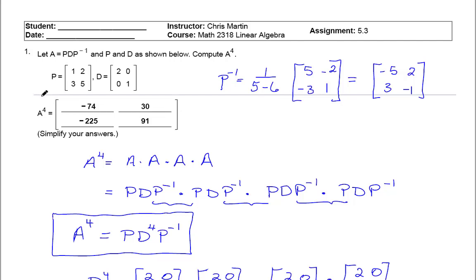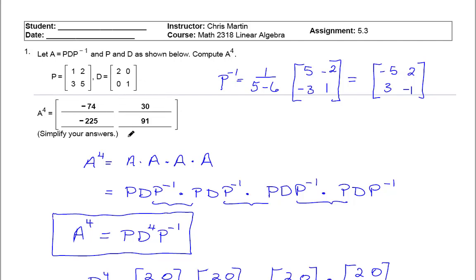Welcome to Math 2318, Section 5.3. We're looking to see if we can diagonalize a matrix A. So A is P D P inverse, where D is the diagonal matrix. We have here P, and we can find P inverse. What they want us to figure out is A to the fourth power.